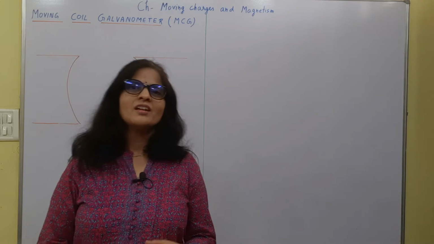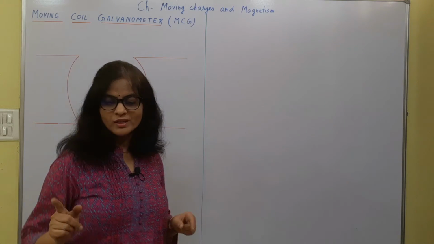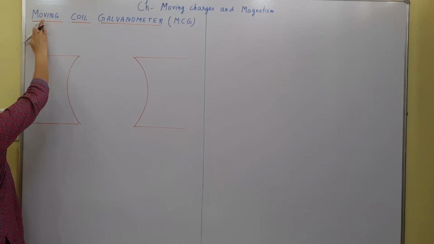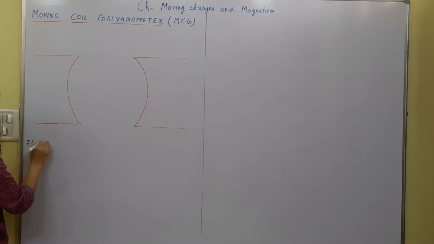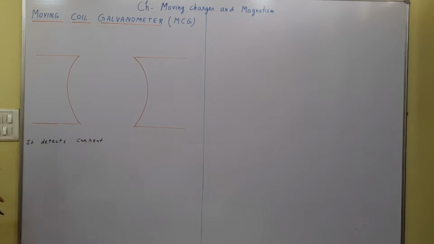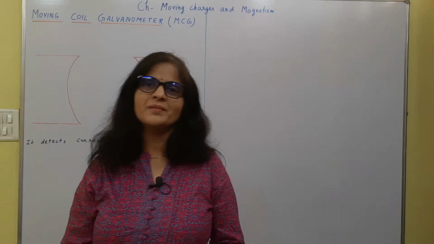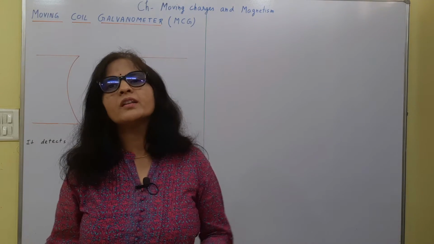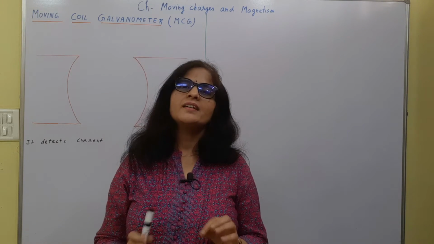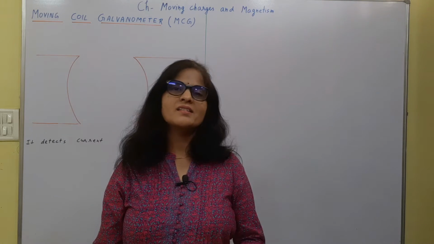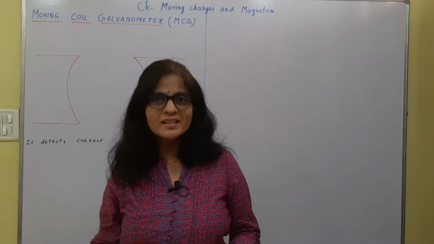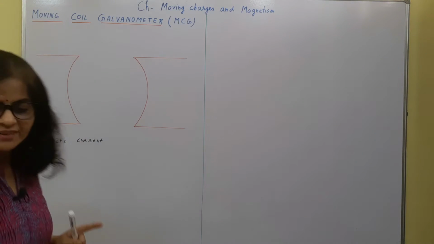into voltmeter and ammeter. So moving coil galvanometer is an instrument which detects current, right? So galvanometer detects current. Now what is the construction? Now the construction is based on the principle of moving coil galvanometer. What does this principle say? It says that a current carrying coil, when placed in uniform external magnetic field, experiences torque, right? And due to torque, it rotates. So the construction is based on this, but first I'll write the principle.